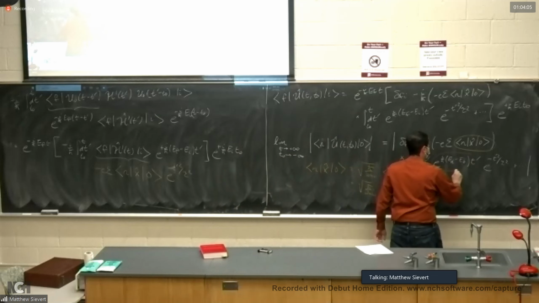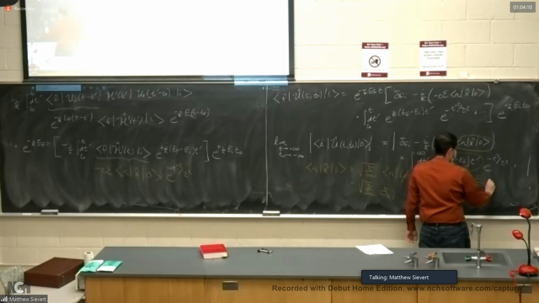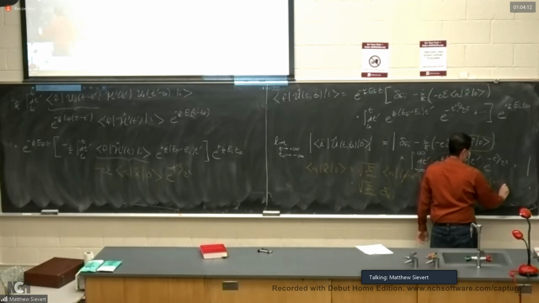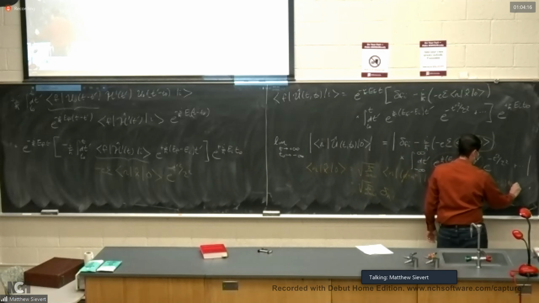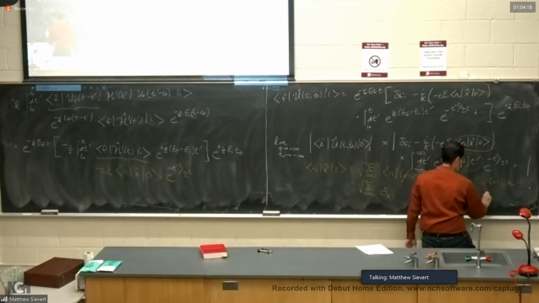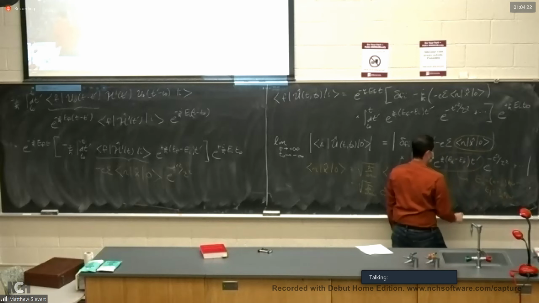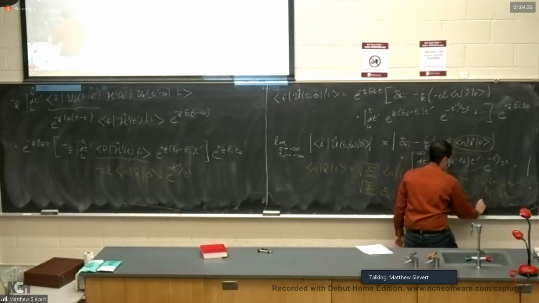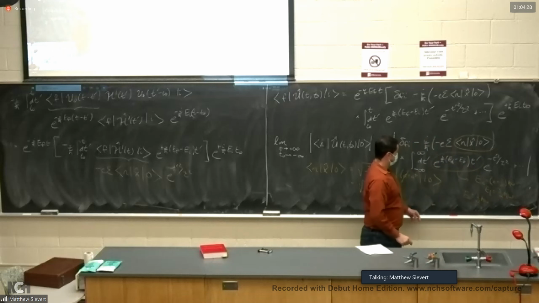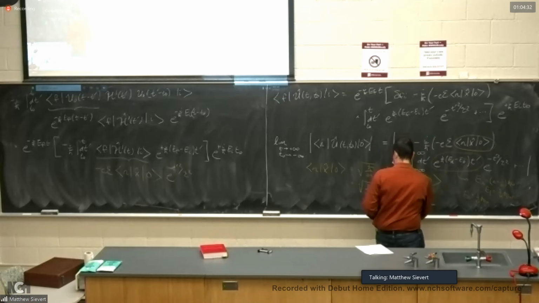Let me look at what this phase factor is here. En is n plus 1/2 h bar omega for the harmonic oscillator. If n is equal to 1, that's just 3/2. E0 is the ground state of the harmonic oscillator. That is 1/2 h bar omega. So when I take the difference, I just get 1 h bar omega.